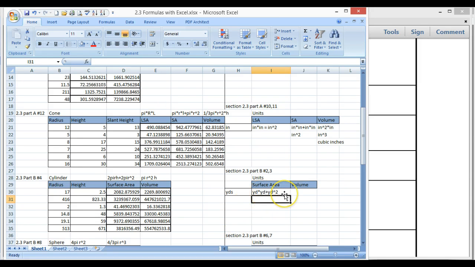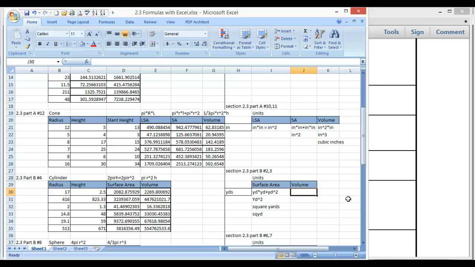So when I add yard squared and yard squared, I still end up with yard squared, or square yards. Square yards, or square yard. Which we already talked about as area having a square, because I'm only working in 2 dimensions.